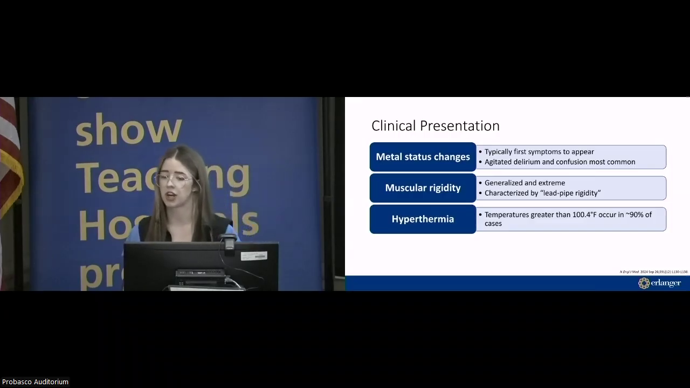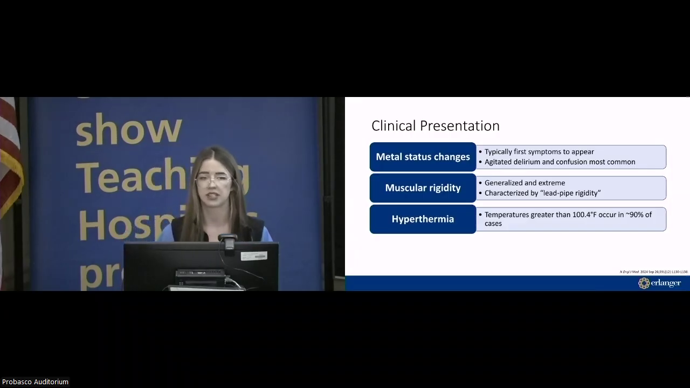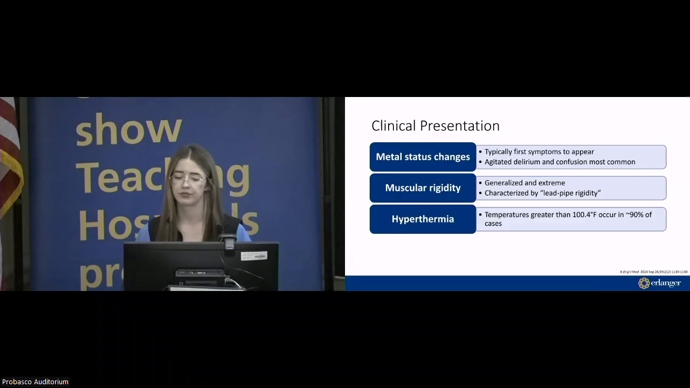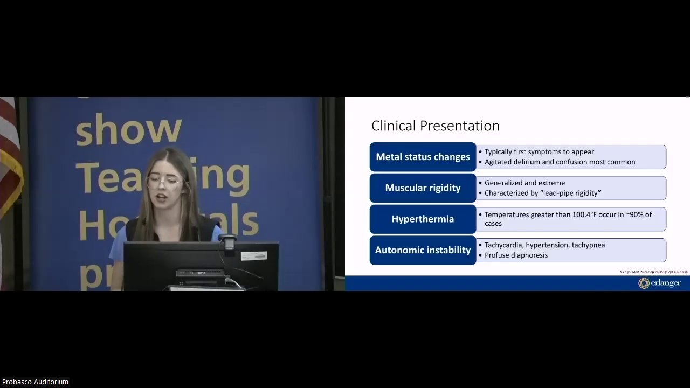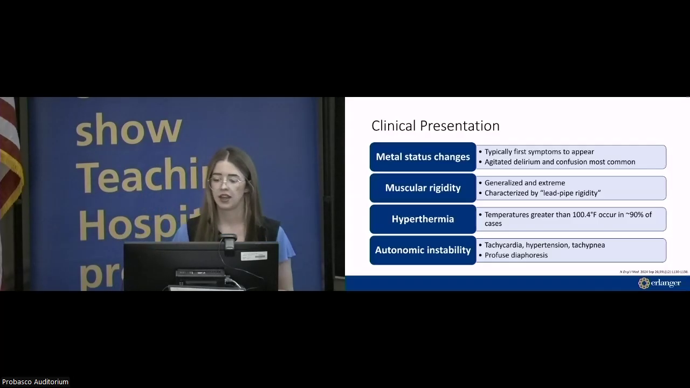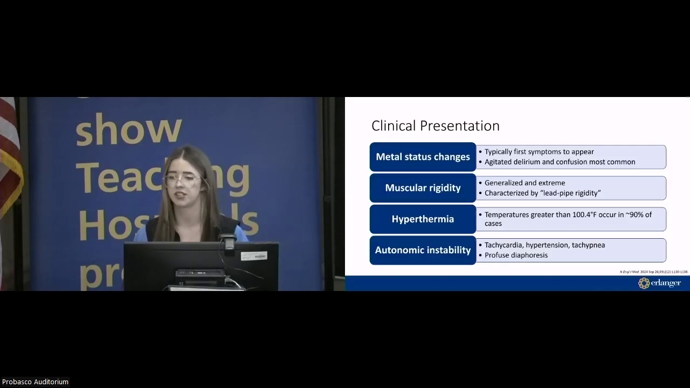Hyperthermia also occurs in the vast majority of cases, with temperatures above 100.4 degrees reported in roughly 90% of cases. Lastly, autonomic instability includes tachycardia, hypertension, tachypnea, and profuse diaphoresis. The combination of a recent dopamine-blocking drug exposure plus this clinical constellation should raise strong suspicion for NMS.